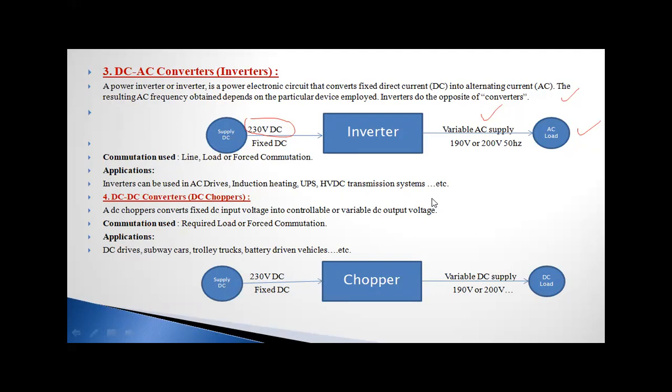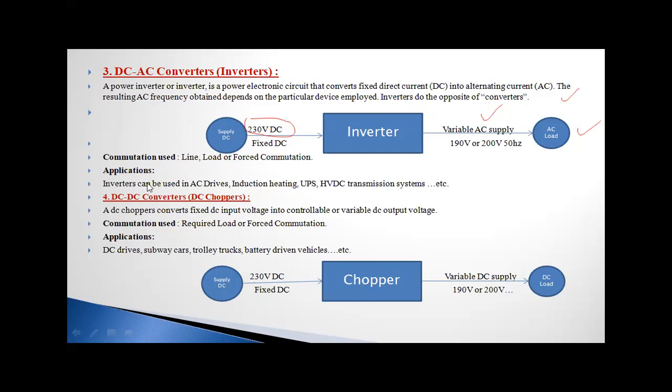What are the applications? Commutation is used: line commutation, load commutation, forced commutation. So what is commutation? I will explain later. That is a separate topic.